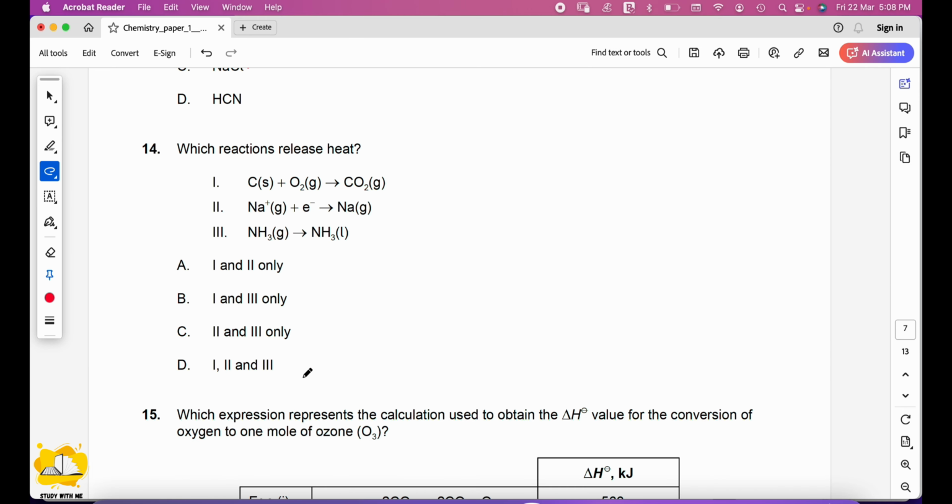Which reactions release heat, or are exothermic? The first reaction is a combination reaction that releases heat, which is exothermic, and adding an electron is an exothermic reaction as well. The third one is a condensation reaction releasing heat because it goes from gas to liquid. This is also exothermic. So three of them are reactions that release heat. So the answer will be D.